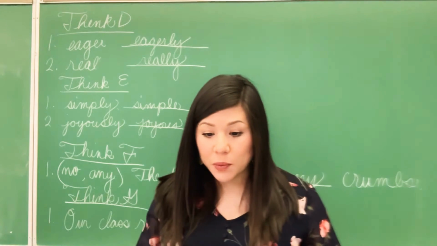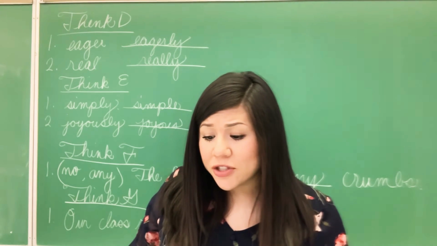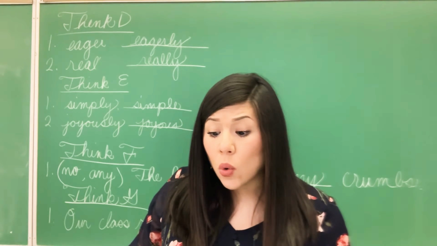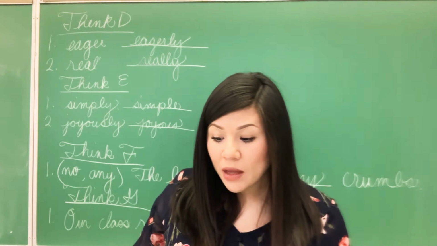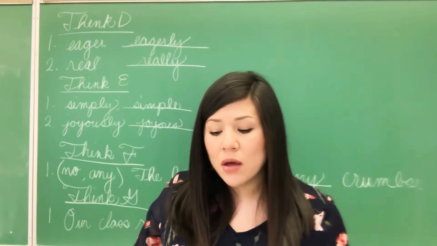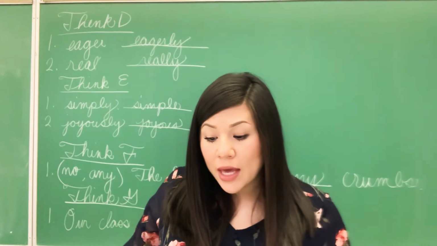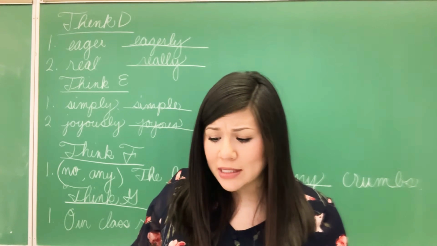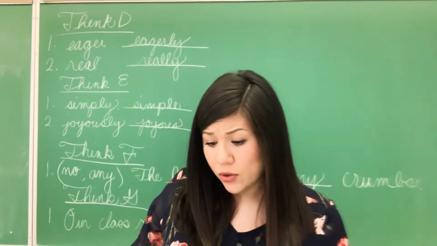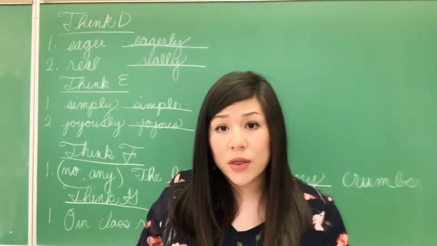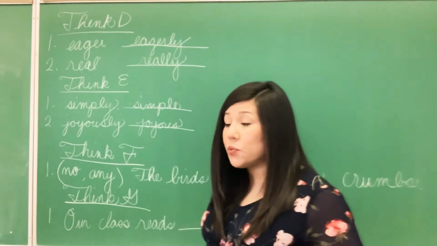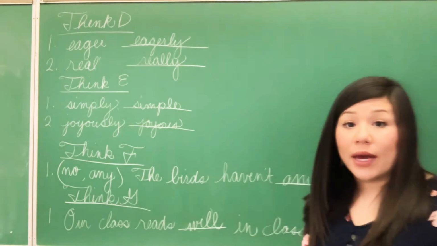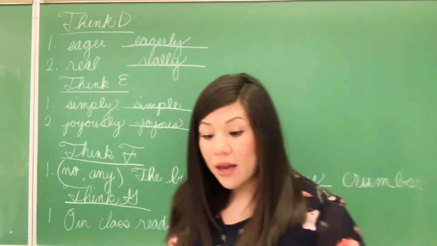Okay, think G, the last one here. Think G, read each sentence carefully. Say to yourself, do I need a word to tell how well, or a word to tell what kind of good? Then write either well or good in the blank. So number 1, our class reads blank aloud. Is it our class reads good? Is it tell what kind you read? Or is it saying how well you read out loud? So the correct answer would be well. Our class reads well. So in the blank there, our class reads well aloud. Okay, do you see that? All right, so that is it for that page here.